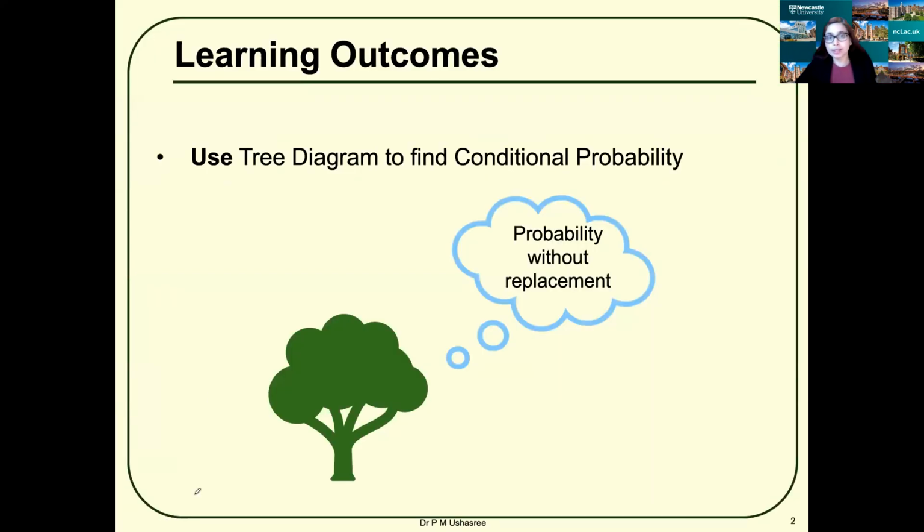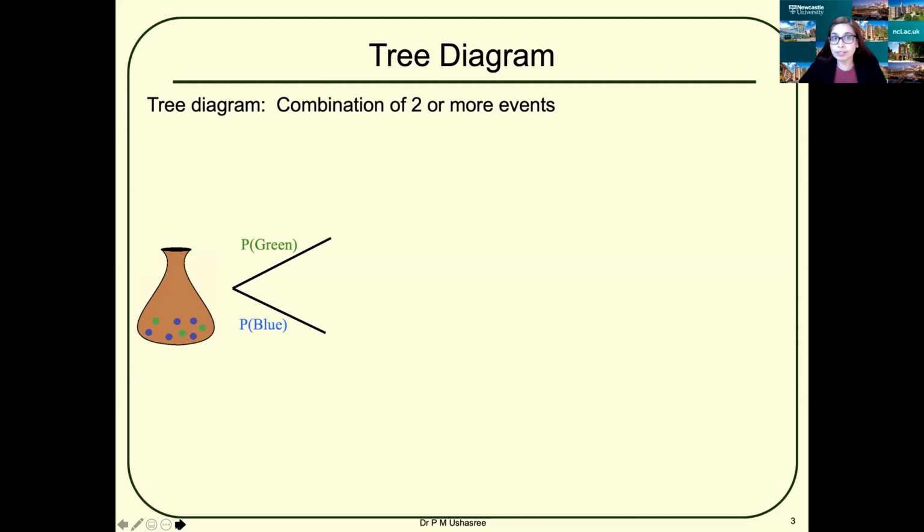Okay, so I know that you would have done problems using tree diagrams in school, but we are going to see this from a different angle again. That is, we're going to concentrate on problems involving conditional probabilities. So you're going to see how to use a tree diagram to solve probability problems with conditional probabilities, that is, probability without replacement. So we are going to stick to the same style of examples so that you can finally apply that to real world problems. Okay, so let's see what a tree diagram is first.